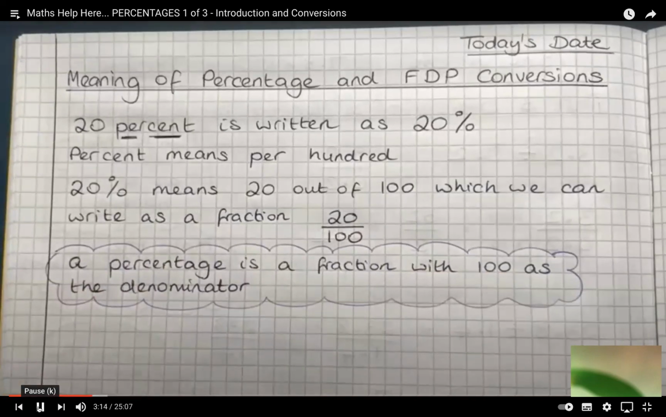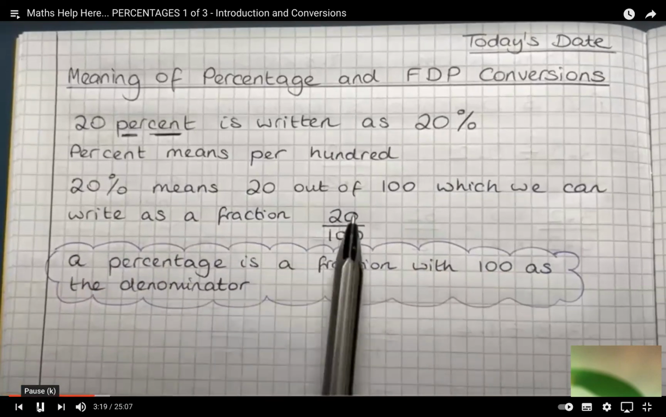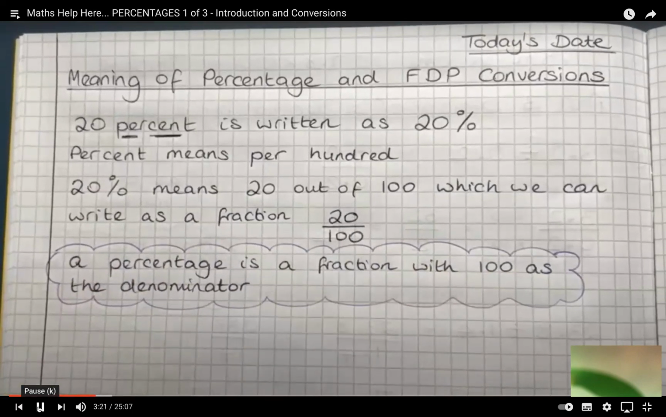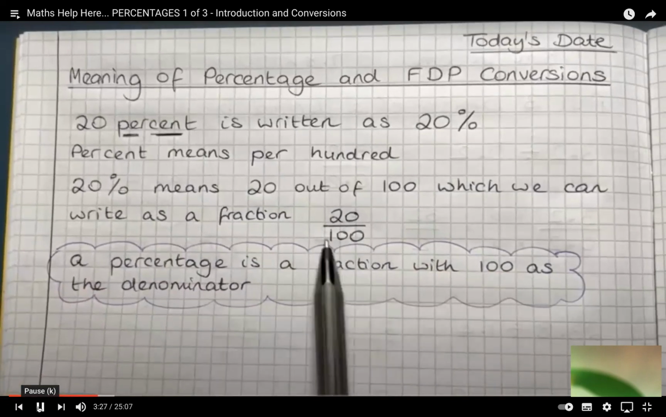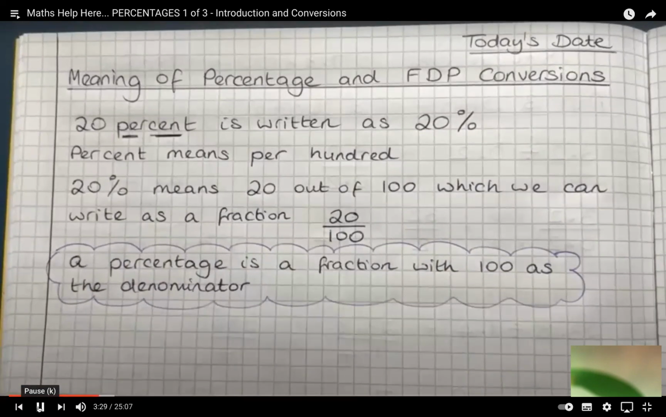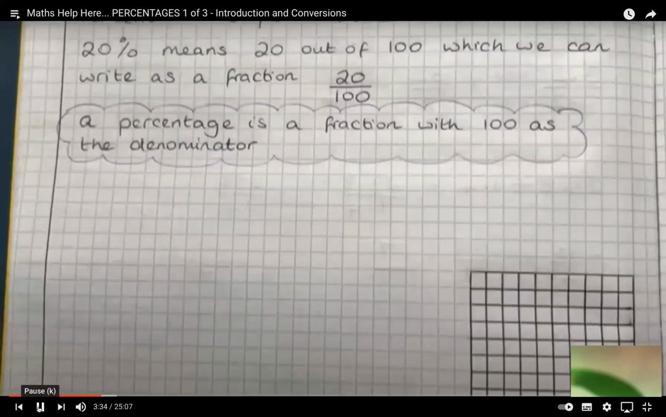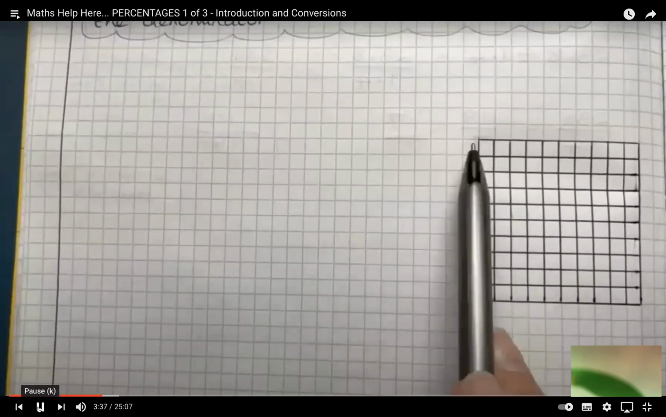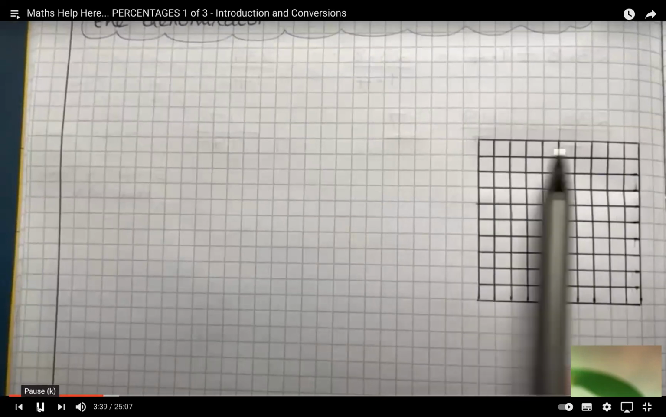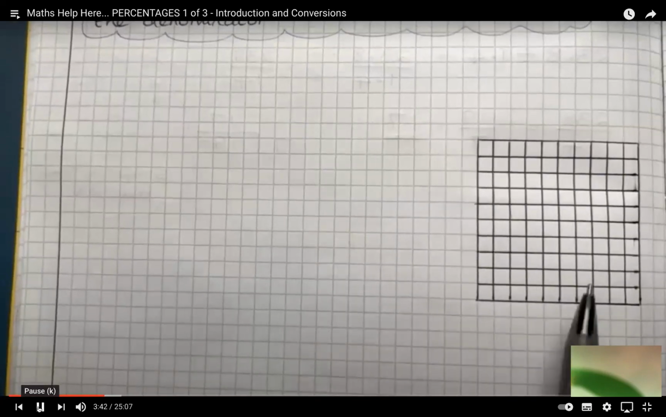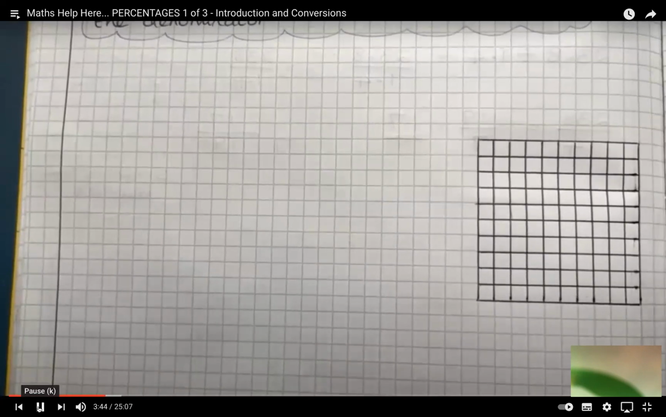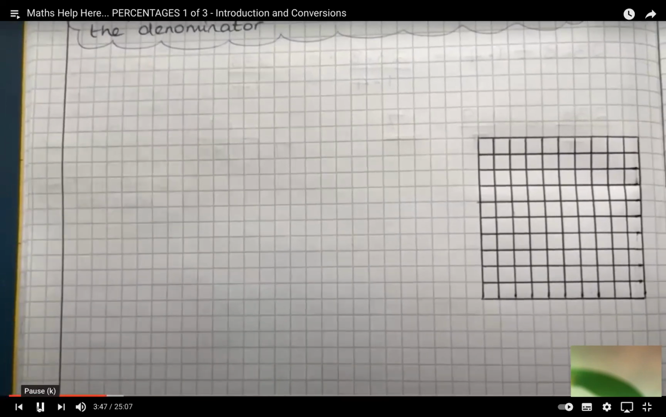So, okay, a percentage is a fraction with 100 as the denominator. So, for example, 20 over 100. You might know that that simplifies down to 1/5, but we write it with 100 as our denominator. Right, I want to take a look at a couple of examples here. Again, nice and simple, nice and straightforward. I've just drawn a 10 by 10 grid. So I've got 100 squares here, just going back to that concept, reiterating it and showing it visually, of it being out of 100.